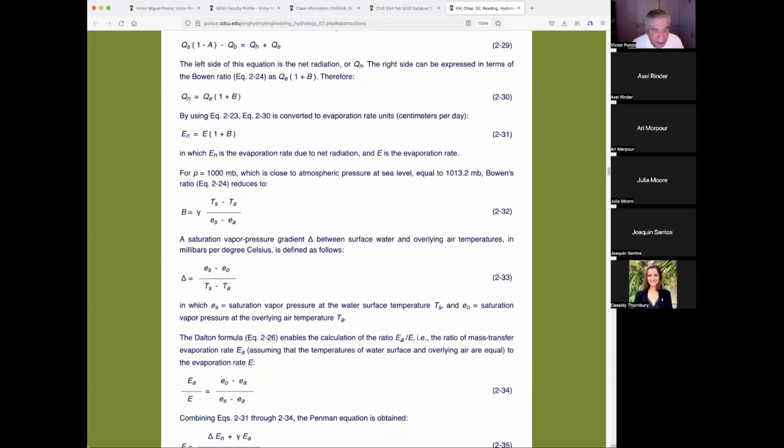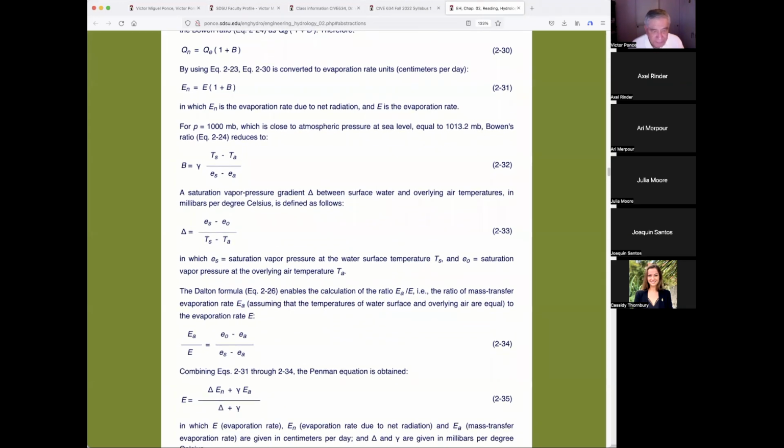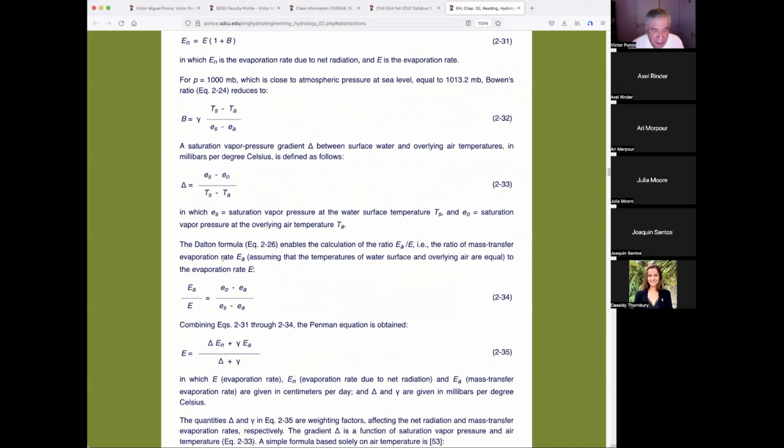Then what Penman did was he developed this ratio, which was called the saturation vapor pressure gradient, delta. He developed this ratio from experience. He knew what he was doing, obviously. We have read the paper by Penman, remember? He developed also this ratio 2.34, which relates E sub A over E, which is the ratio of mass transfer evaporation to the total evaporation, and he was able to write it in these terms. And then he went ahead and combined all these equations, 2.31 to 2.34. There are four equations: 2.31, 2.32, 2.33, and 2.34.